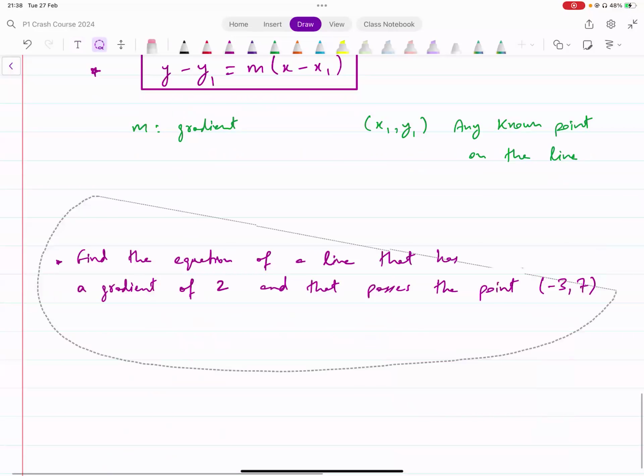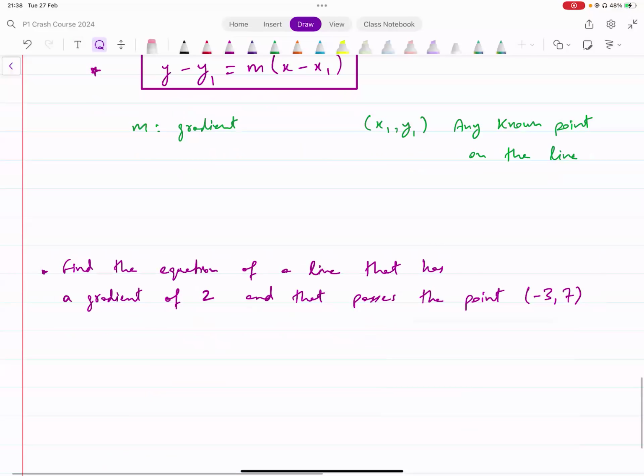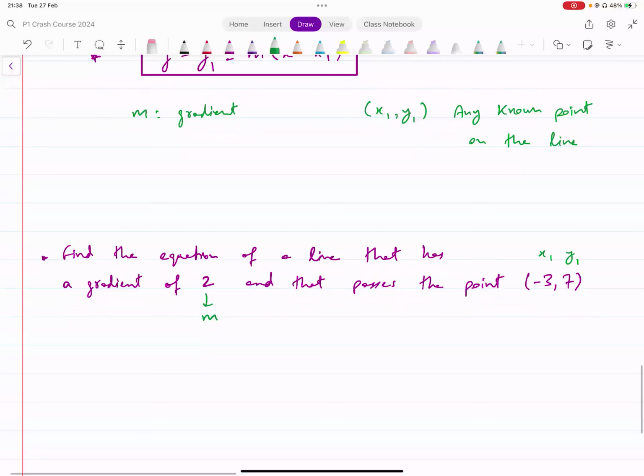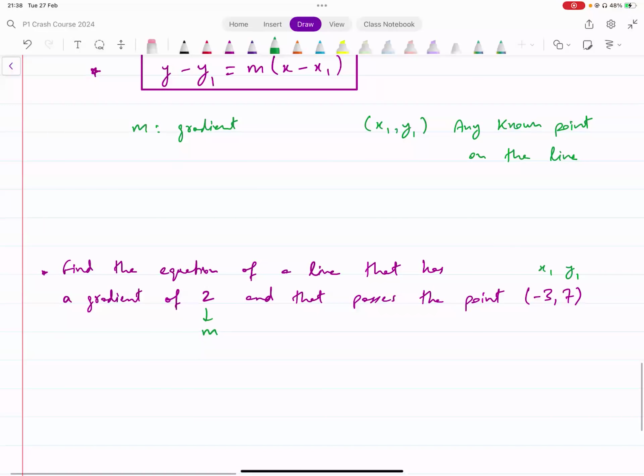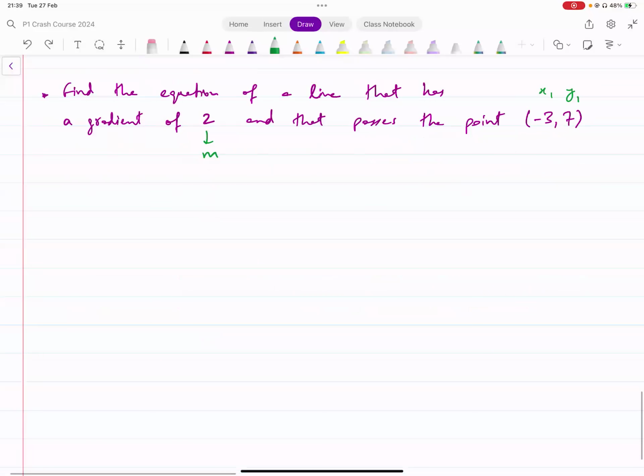For instance, if we had to find the equation of a line that has a gradient of 2 and passes through the point minus 3, 7, we say 2 is the gradient, m, and minus 3 is x1, 7 is y1. What's the standard form of the equation of a line that we've learned here? Y minus y1 equals m into x minus x1. All you have to do is write down this form and put those values inside it.